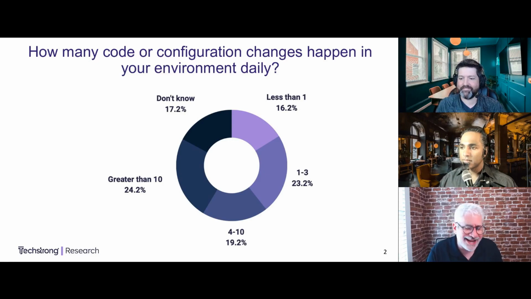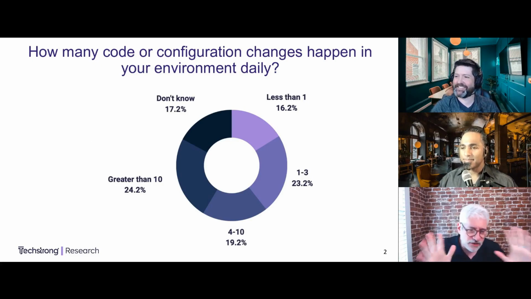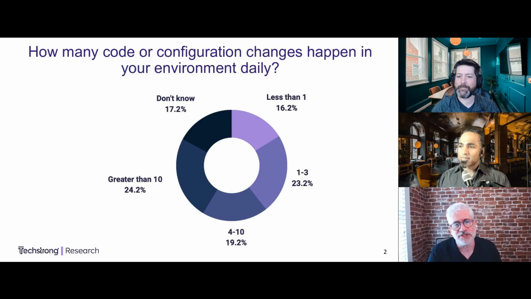17.2% don't know, and I think they thought they were getting some kind of fruit plate or Amazon card if they filled out the poll. Because if you don't know how many changes are happening in your environment, it's kind of hard to figure out which end is up, right? So those folks are kind of blind, so we're not going to pay much attention to them.